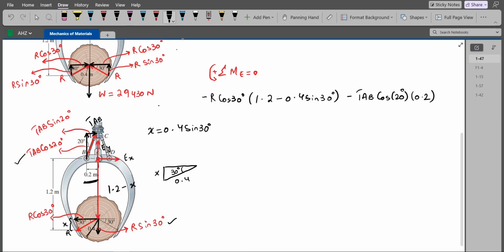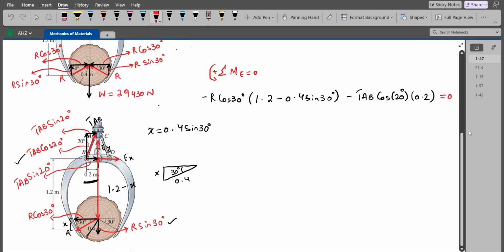Now the horizontal component of the TAB force, which is TAB sin 20, if I draw its projection at the tail of the vector TAB, let me label it as well. This right here is also TAB sin 20. Now we can see that TAB sin 20 is also passing through the point E. So it will not produce any moment about point E because it is passing through it. So it has no moment arm with respect to the point E. So TAB sin 20 will not produce any moment about point E as well.